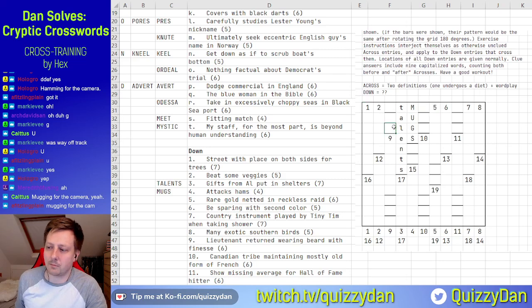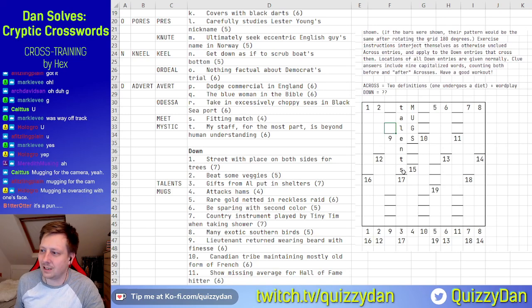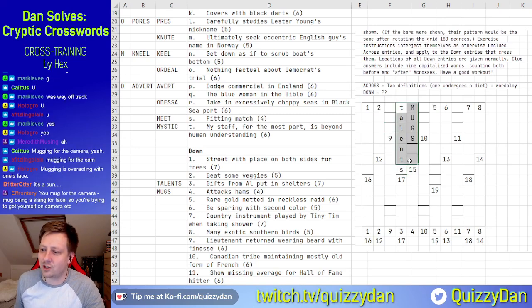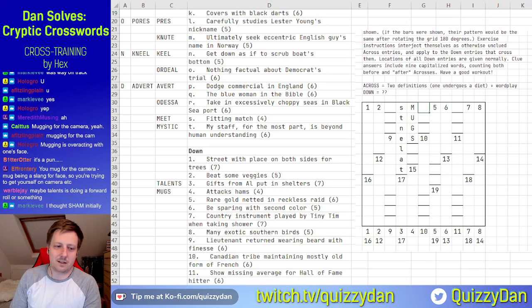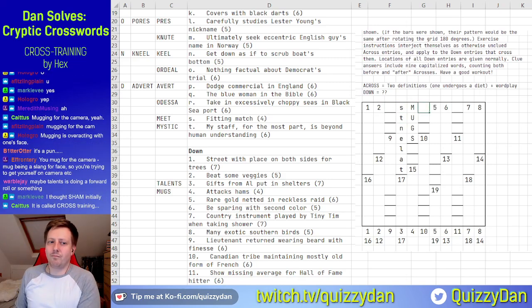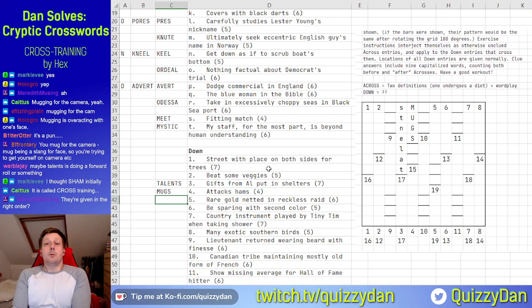And just something to do with... Is talents going to go backwards? That's my next question. Is talents going to go backwards? Because then it would fit. Because then we could have spasms going along there. It is called cross-training. And the ing looks okay there. These are given in the right order, yes. They're both given in the right order.